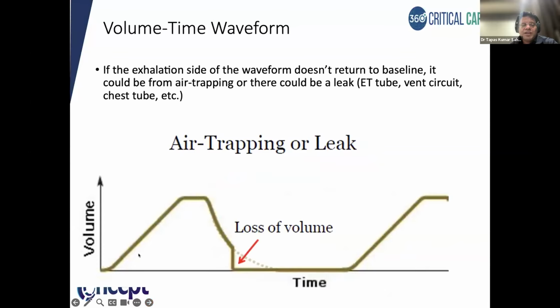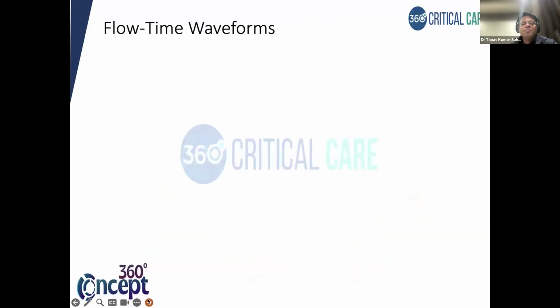Now, that's why the waveform would look like it is going in the inspiratory phase, reaching the peak inspiratory volume, but in the expiration, what is happening? There is loss of volume happening here. And then again, your ventilator is giving the inspiration and it is reaching the peak inspiratory volume. So there is a definite loss of volume happening here, and that is guiding you that you have to troubleshoot something so that there would be no loss of volume.